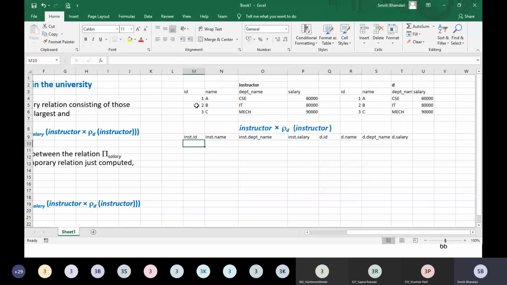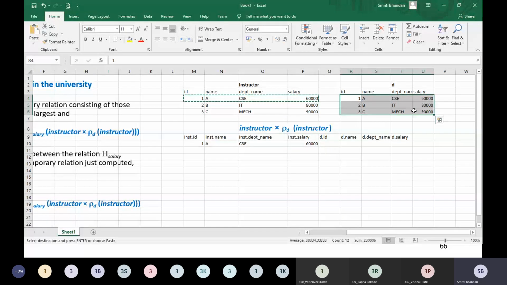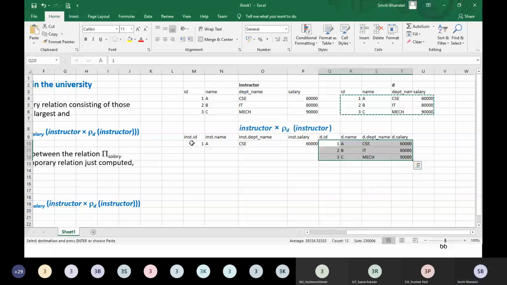Okay, now let us see what we will be having in this cross product. How many tuples we will have? Yes, how many tuples we will have in this cross product? 9 tuples, 3 from instructor and 3 from D. So 3 into 3, 9 tuples we will have. Okay, so how we are going to populate now this cross product? So this first tuple from instructor gets paired with every tuple in D.